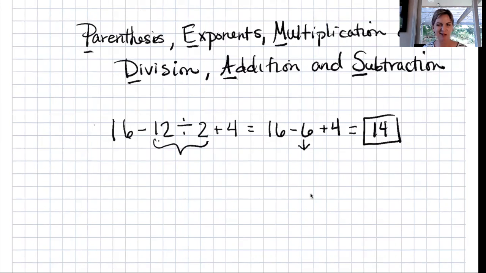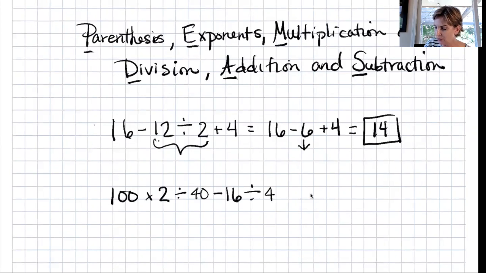Okay, let's go ahead and step it up. We're just going to step it up a bit more in difficulty. So now we're going to do 100 times 2 divided by 40 minus 16 divided by 4. This still just has multiplication and division, addition and subtraction, but it's more complicated because there's more in it. It's a more complex equation, it's just longer.